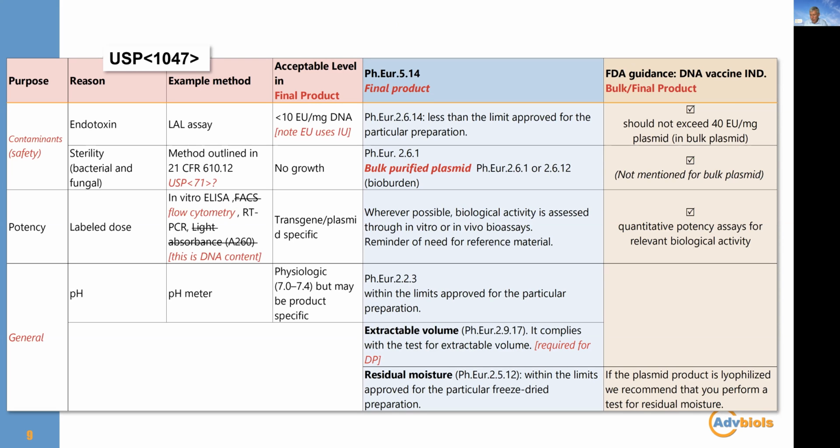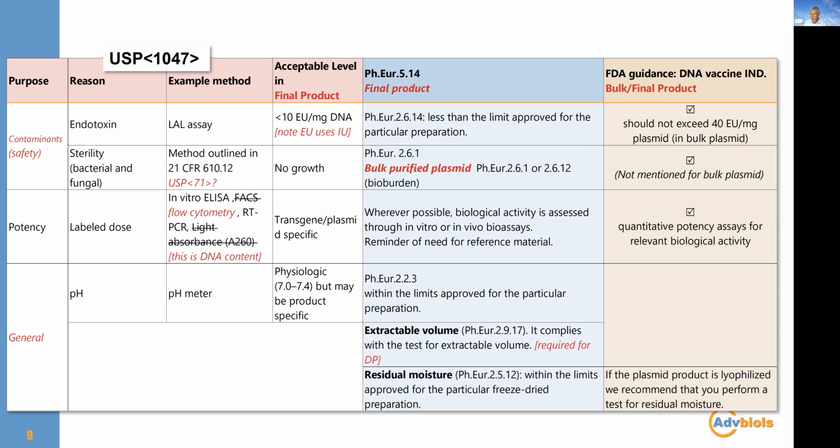And now we get to potency. Now, the FDA and the European Pharmacopoeia both make it clear that a potency assay is a bioassay and that it should measure the biological activity of the gene product of the plasmid, because that would be the potency for a drug product. And they also remind you about the need for reference materials, because a potency assay needs a reference so that it can be measured in units of potency.